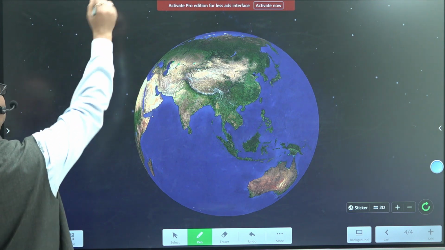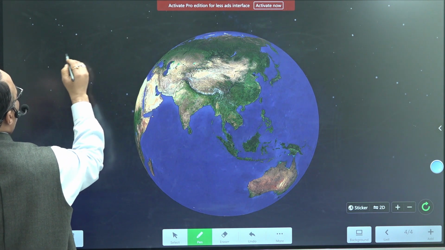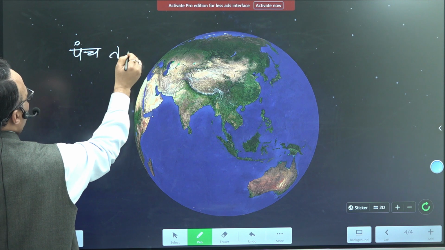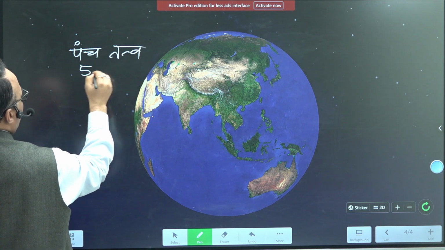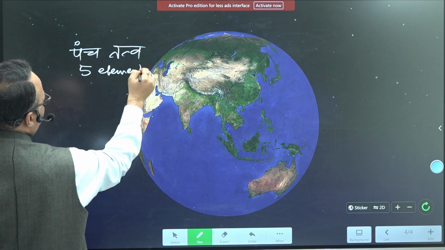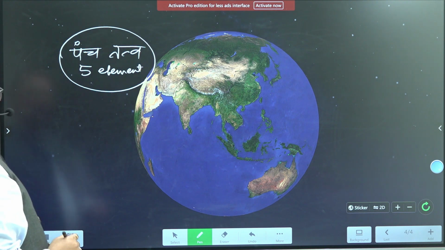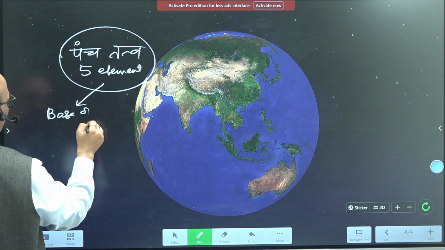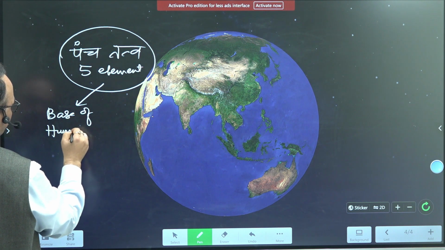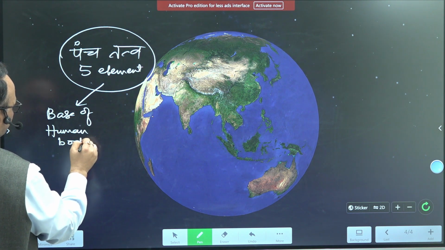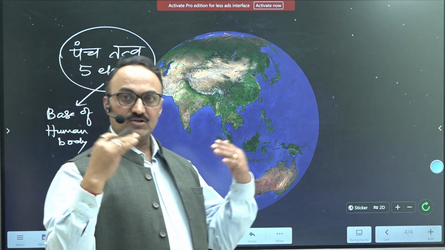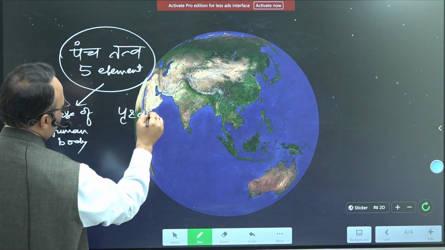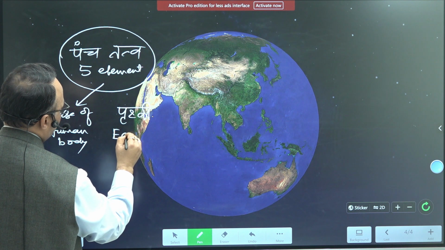Now, I told you that in the last class I talked about the Pancha Tattva, that is the 5 elements. That is the base of the human body, as well as the planet Earth and the entire universe. So out of these 5 elements, Prithvi is one of the elements, meaning the earth element.